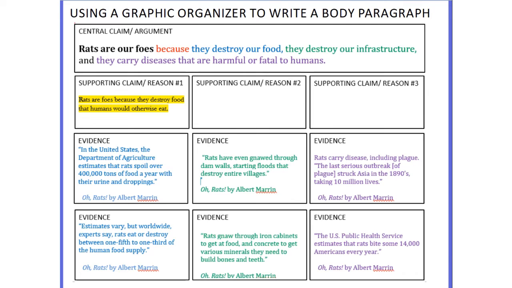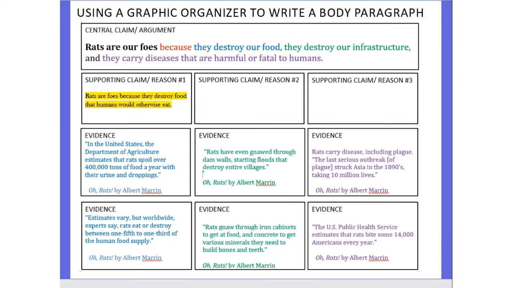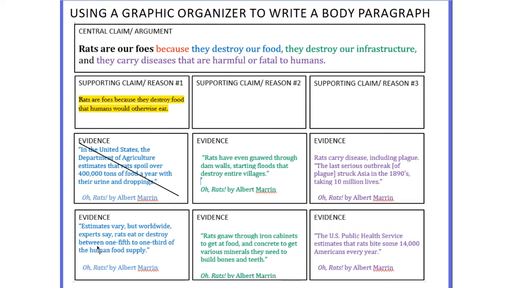So for today's paragraph, where I'm just going to use one piece of evidence, I'm going to cross off this first piece of evidence, and I'm just going to use the second piece of evidence because I think that second piece of evidence is a little bit of a stronger argument to support my claim because I want to talk about the world. I don't want to talk about only places like the United States.